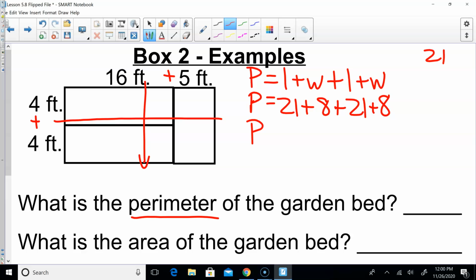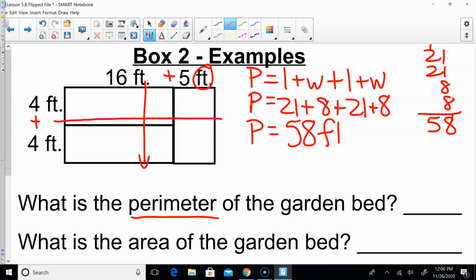So if I do that, 21, 21, 8, and 8, I get 8 plus 8 is 16, 17, 18. Carry the 1, 58. So P equals 58, and look for a measurement label. That would be 58 feet. So 58 feet.